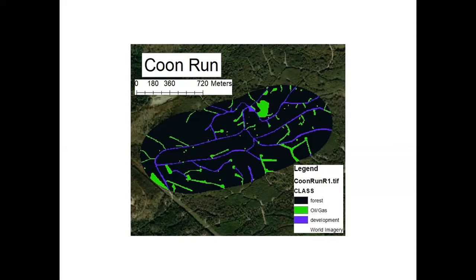FragStats was used to calculate the edge density and area weighted mean shape index of all of the sites as shown in figures 5 and 6. Edge density is the amount of edge that is present per unit of area. This value is expressed as a proportion in meters per hectare.